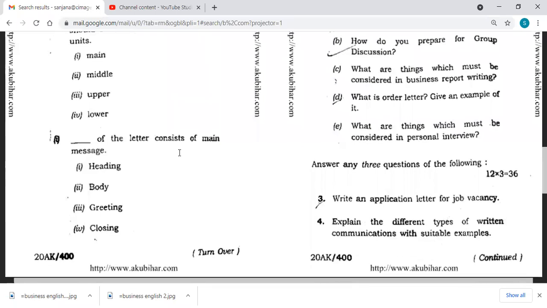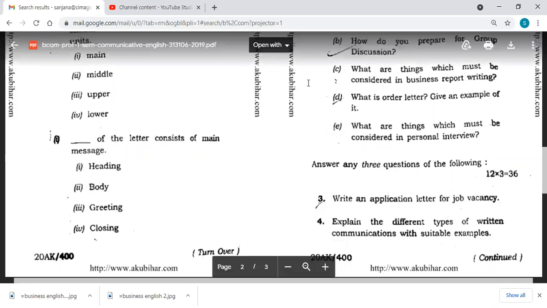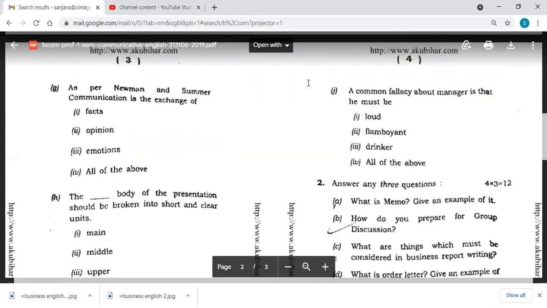Dash of the letter consists of main message, heading, body, reading, closing. Yes, the body of the letter consists of the main message. Body consists of the main message. Let me complete the MCQ. Okay.